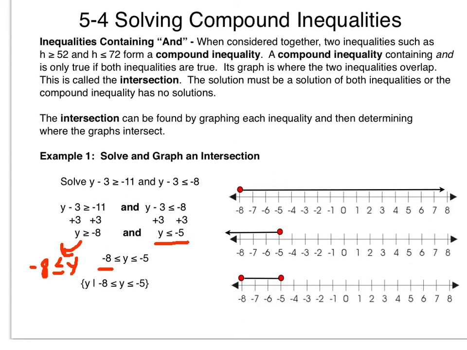In graphing then, because they're both either less than or equal to or greater than or equal to, we'll have a closed dot. On the first one, a closed dot on the negative 8, and all of the numbers that are to the right of negative 8 would be greater than negative 8. For the second one, it would be y is less than or equal to negative 5, so a closed dot on the negative 5, and all the numbers to the left would be smaller than negative 5. And where the two of these intersect is between the negative 8 and the negative 5. That would be the answer.